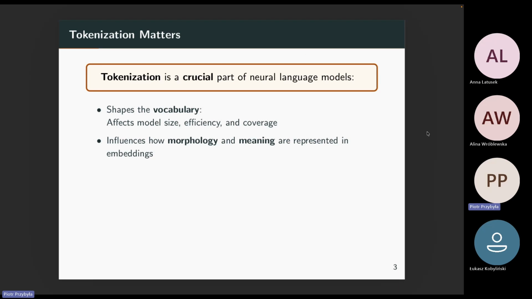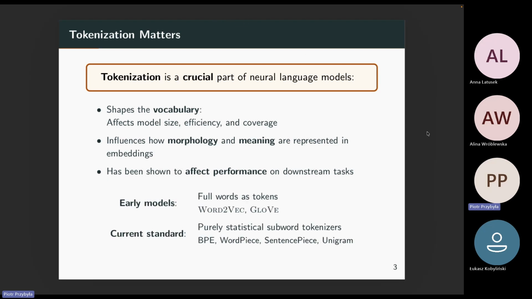Because as we know, in a model like a transformer, every token is represented as a vector, and this vector is supposed to represent meaning, right? But how can it do that if a word is split into 5 items? So the connection between meaning and form is sort of proxied by morphology and by tokenization. And then, of course, at the end of the day, it does influence performance on downstream tasks.